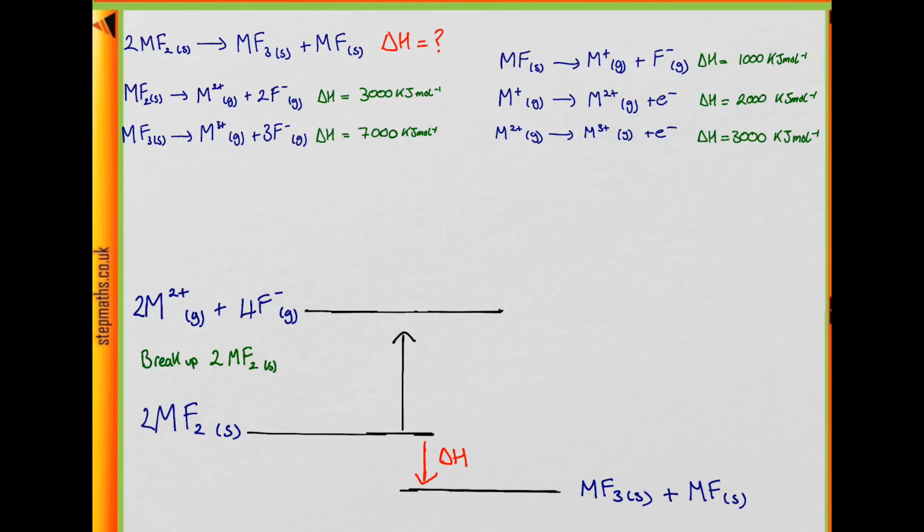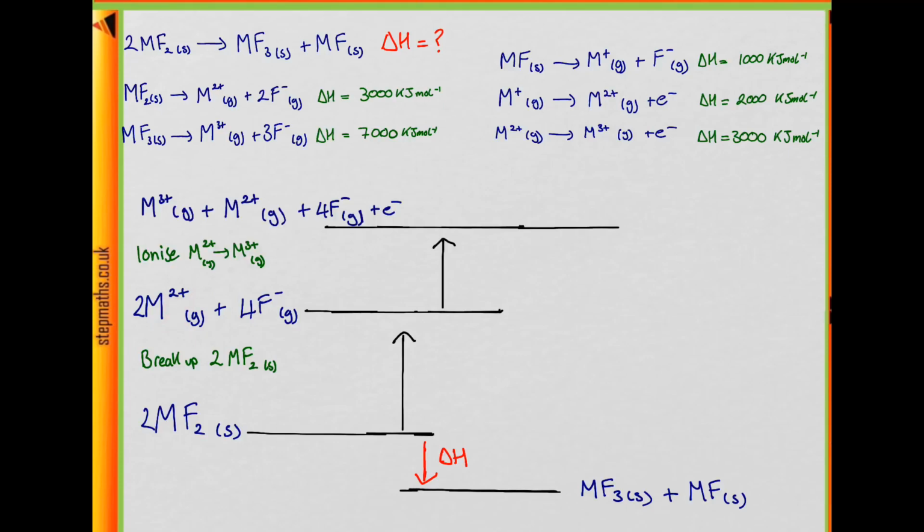So we have 2MF2 goes to 2M2+ 4F-. You can see in the product that one of the M's is in a 3+ and one of the M's is in a 1+ oxidation state. So next, we will ionize one of the M2+ to an M3+. So here we have one of the M2+ being ionized to a 3+.